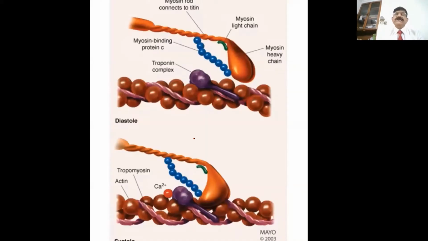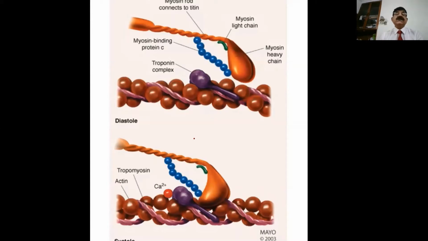There are hundreds and hundreds of sarcomeric protein mutations which are blamed for hypertrophic cardiomyopathy. The major ones are myosin heavy chain mutation, myosin light chain mutation, myosin binding protein C, troponin complex, tropomyosin, actin, and there are many more actually, which we need not go into.